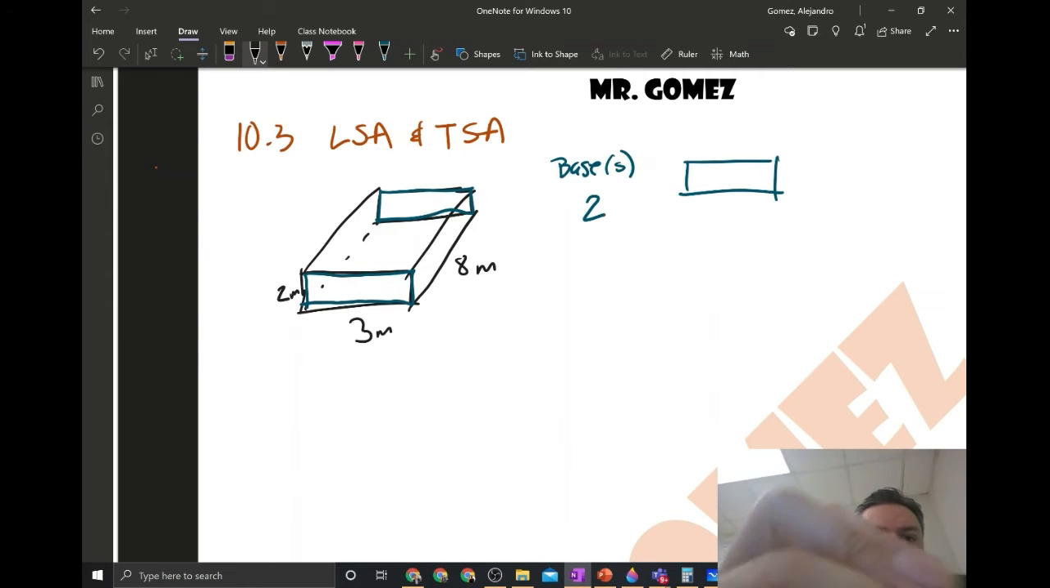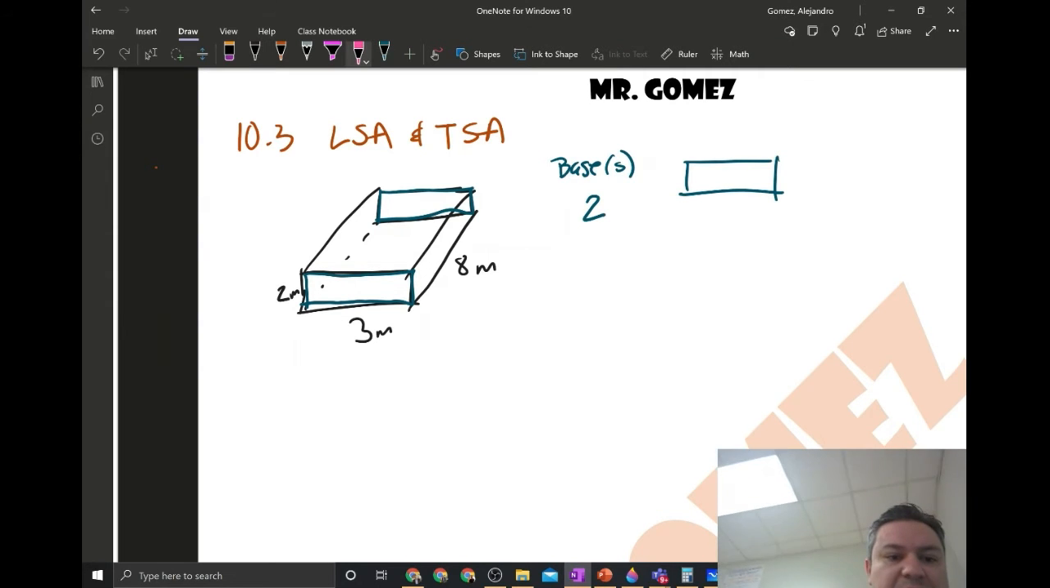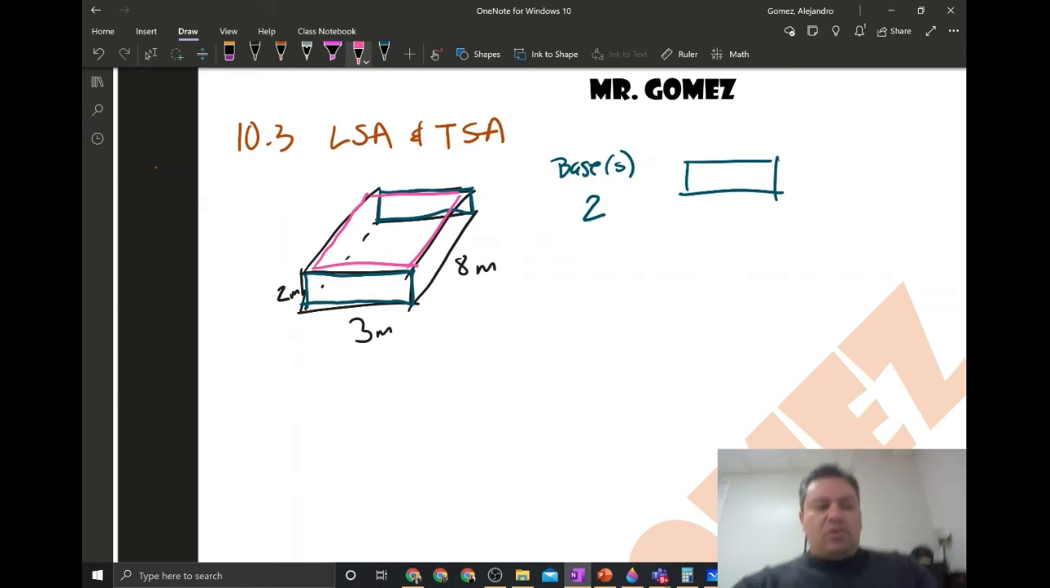Now, the top of it, I'm gonna put it in pink. So the top is gonna be one of my faces. And if the top is my face, well, of course, the other one that is just like it is gonna be the one on the bottom, right? So the one on the bottom is also going to be one of my faces.